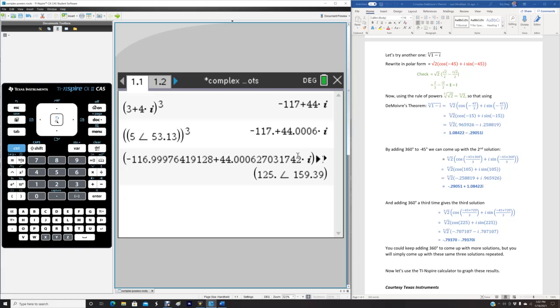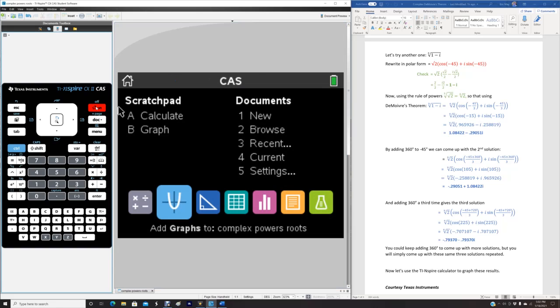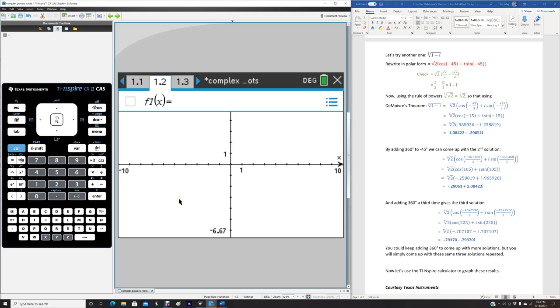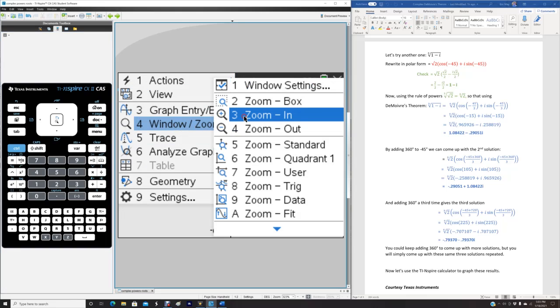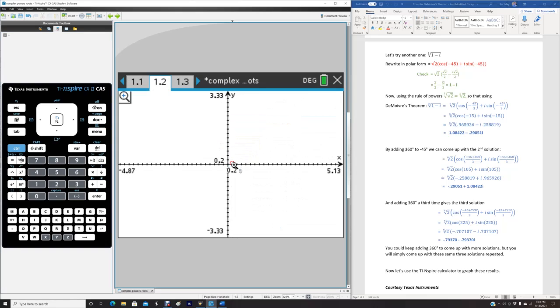Let's use our TI-Nspire calculator to graph these results. To begin, we have to determine whether we're going to use a graphing scratchpad or a graphing document. In this case, we want a graphing document because it contains some extra features that the scratchpad doesn't. To open the graphing document, hit on, and then click on the graphing icon. The first thing we want to do is change the zoom level. You just go to Menu, Window Zoom, Zoom In, and click twice on your center button. That should be good right there.